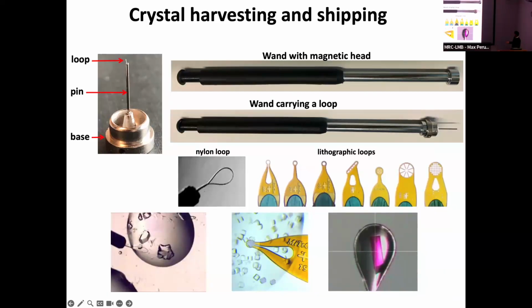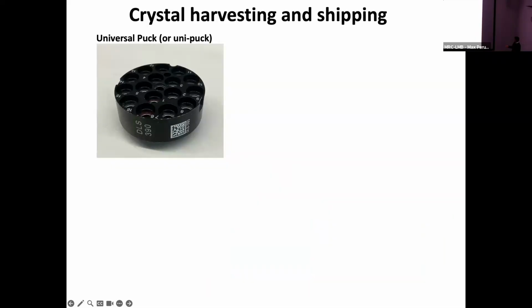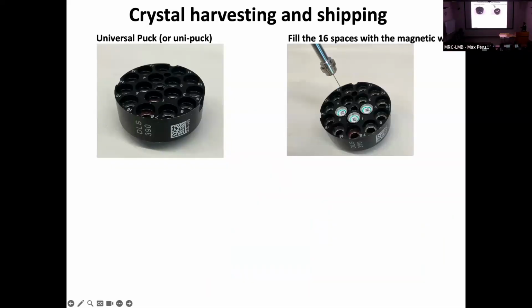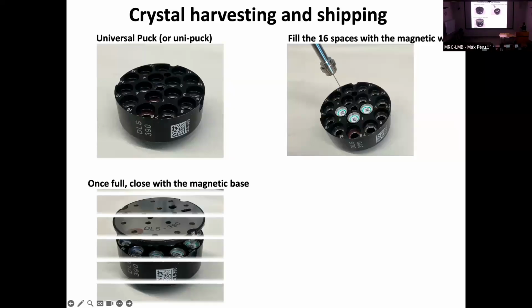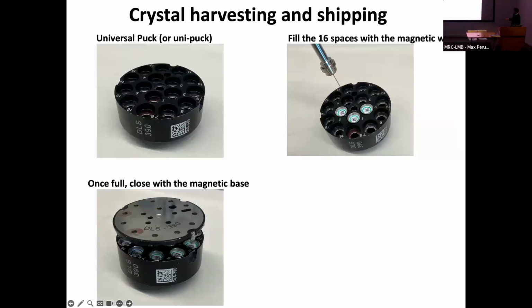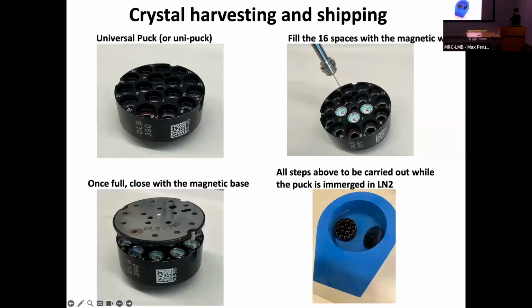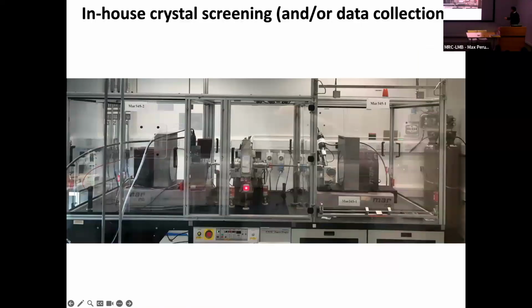Once you fish your crystal, you quickly flash freeze it into one of these pucks, which will be submerged in liquid nitrogen, like this. With the magnetic wand, you can just push it out of the wand. Then you close the puck, and you can store them for infinite time. Or you can ship them to the synchrotron, as we'll see in a bit. So if you want to collect in-house, we have an X-ray generator. This is the rotating copper anode, which will generate 2 sources of X-rays, one this way, one the other way, with 2 independent detectors. So you can have 2 people having experiments at the same time.